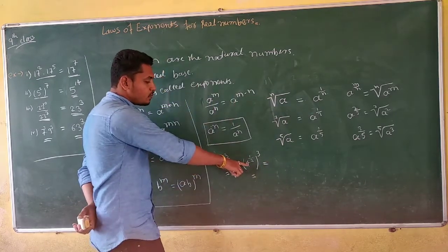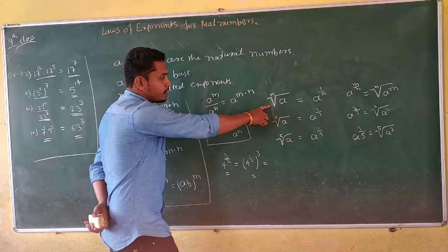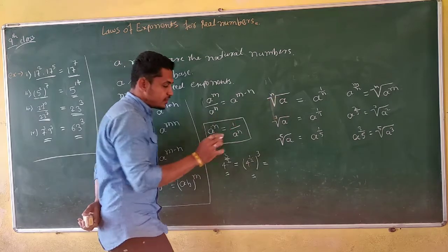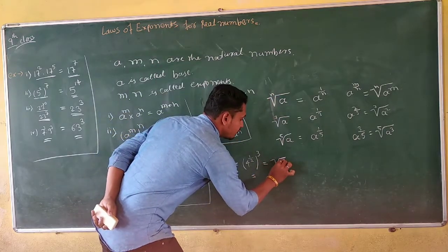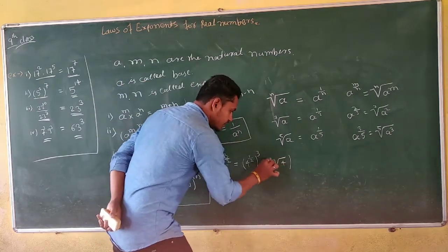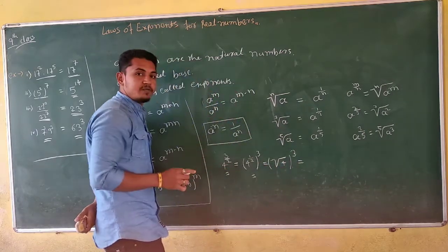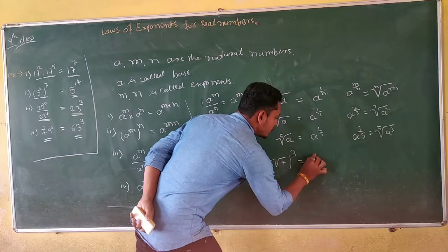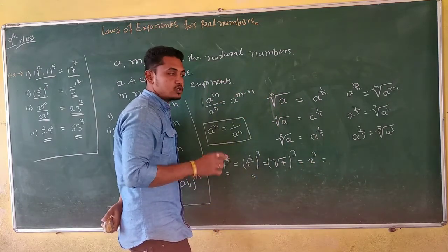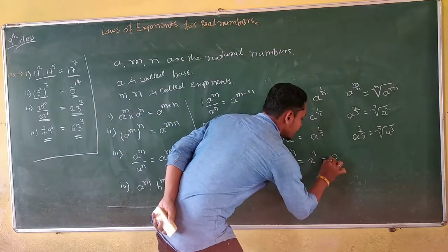First, 4 to the power 1 divided by 2, by using this property, the nth root of a, which means here the square root of 4. Is it right? And the whole is to the power 3. The value of the square root of 4 is 2. So 2 to the power 3 is equal to 2 times 2 is 4, 4 times 2 is 8. Is it right? So 8.